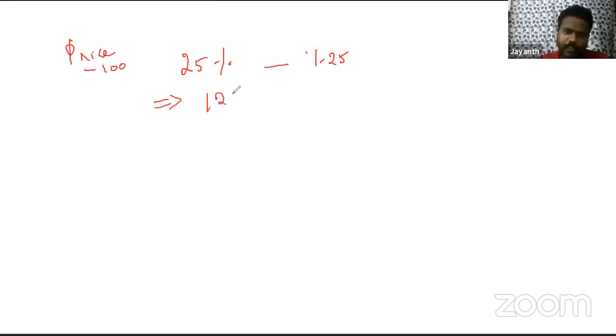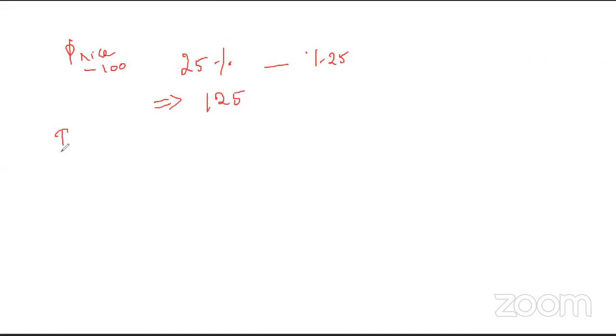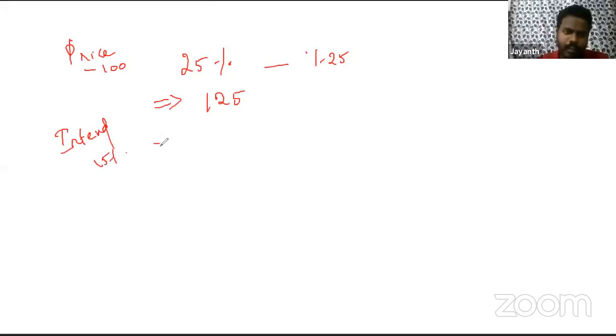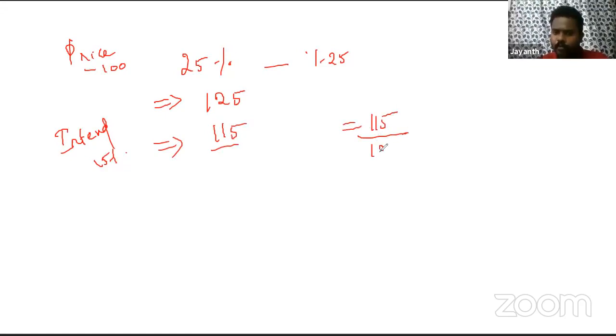See, the price increases by what? 25%. So 25% you can write it as what? If you take the price as 100, or else 1.25, anything you can write. Whenever it is a percentage, you can take 100. If it increases by 25%, you can write this as 125. But you can intend to pay only 15% of it, right? So 15% is nothing but what? 115. So 115 by 125.